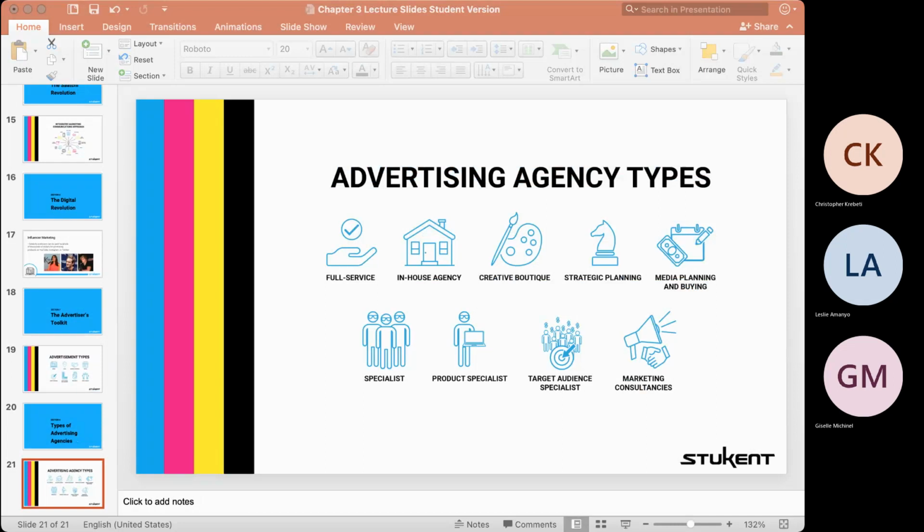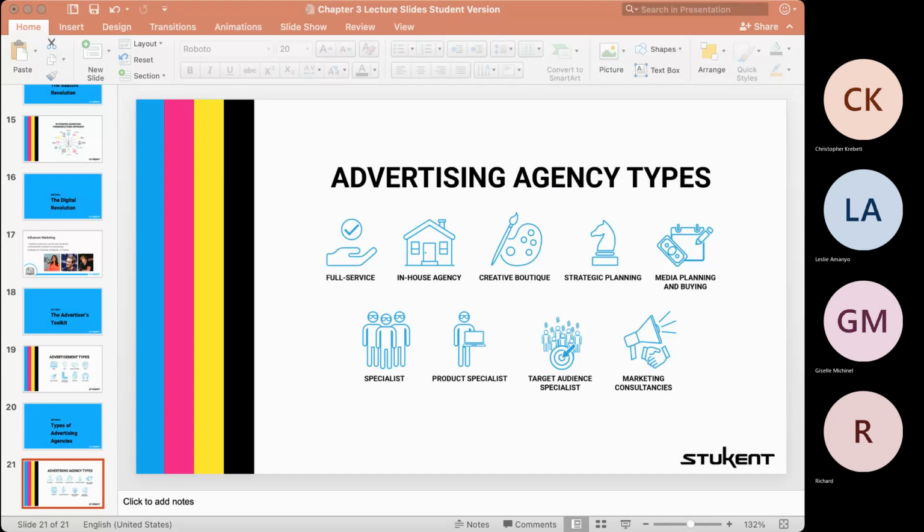So we have the full service advertising agency. We have the in-house advertising agency. We have the creative boutique, we have the strategic planning, we have the media planning and buying, we have the specialist, we have the product specialist, we have the target audience specialist, we have the marketing consultancies. All of these are types of advertising agencies. So let's look at the first one, and a few of them. Probably I may have to let you read on the rest.